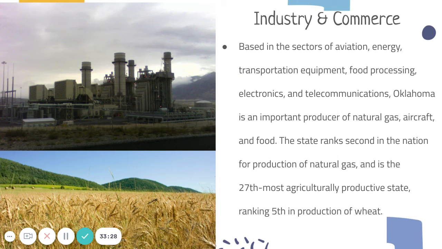So we see that when we produce oil and natural gas, we are one of the high-ranking states. When we're producing our fields and our corn and our wheat, we're not as high as we used to be. Okay, we don't have as many farmers as we used to, but we're still producing a large quantity. We're still producing a large amount of products. So we see that this is one of our industries: agriculture, aviation, energy.